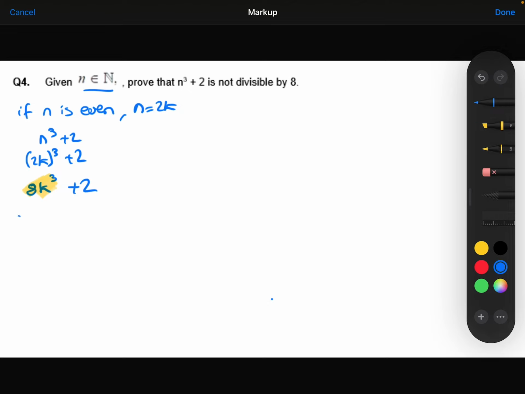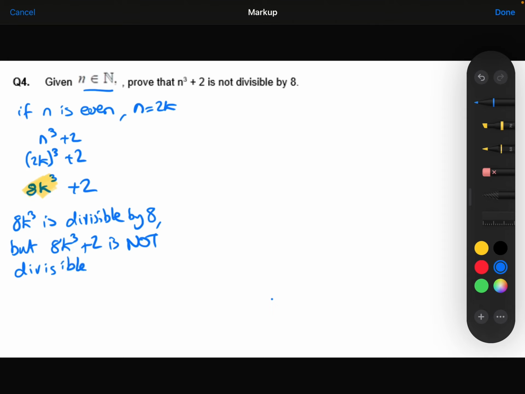So I can say 8k cubed is divisible by 8, but 8k cubed plus 2 is not divisible. Right, what about if n was odd?